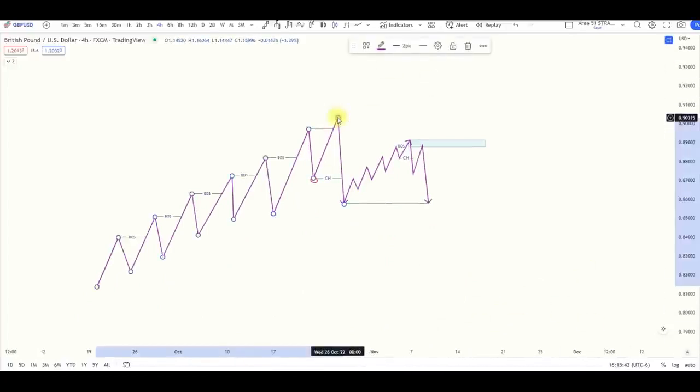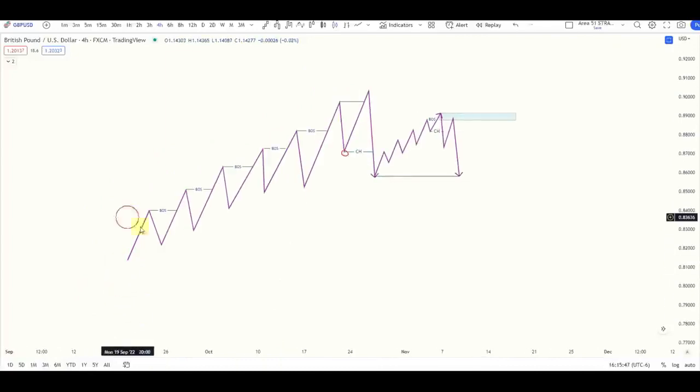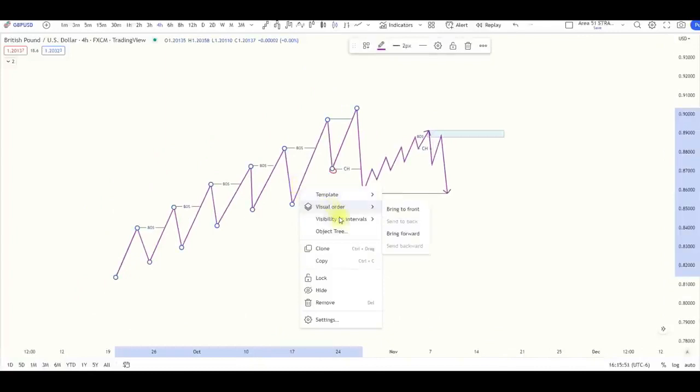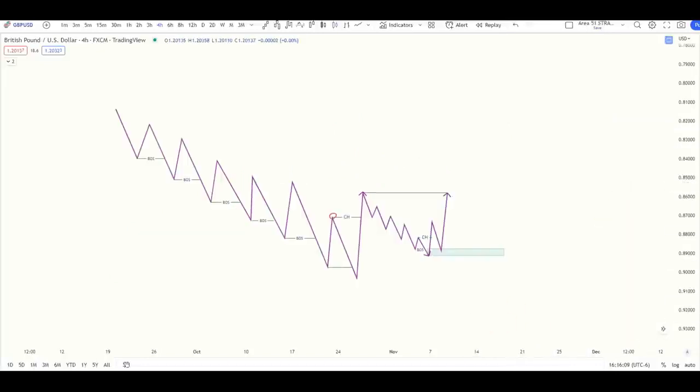So on the reverse is what's going to happen. Let me just make sure that I mark this. On the reverse, let me invert the current chart. Let me see if I can reverse this real quick. All right, now we have a reverse.